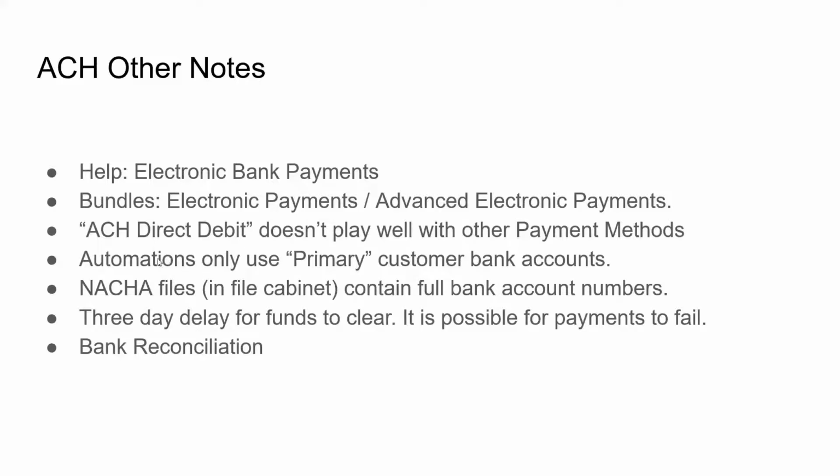Be aware, I mentioned earlier that the direct debit mechanism only looks at primary customer bank accounts. So if you add bank accounts on the customer record that are of type secondary, and then you go create your NACHA file, it will error out saying you have this customer payment that says it wants to pay direct debit, but I don't see a bank account. So you basically have to make sure your customer record is clean there.